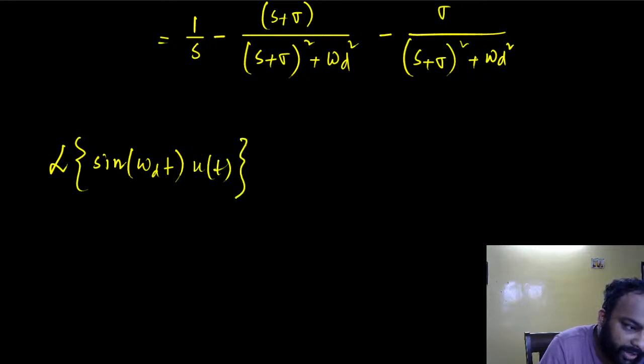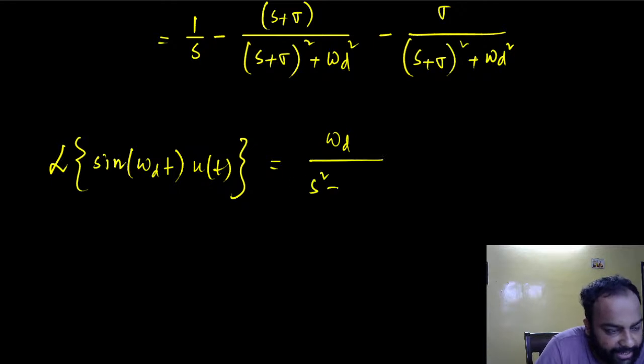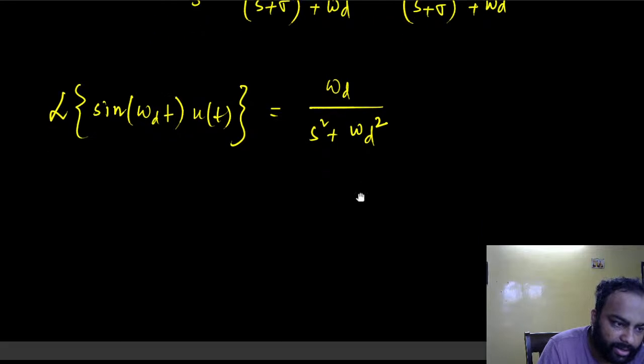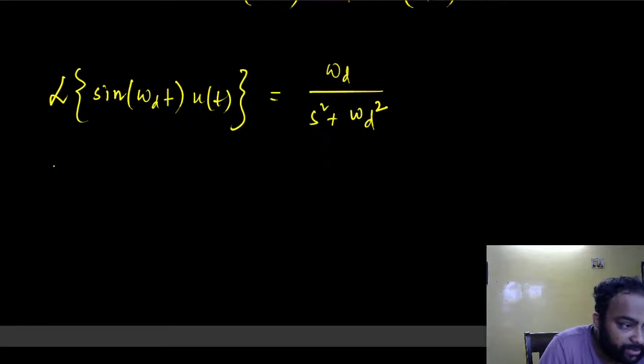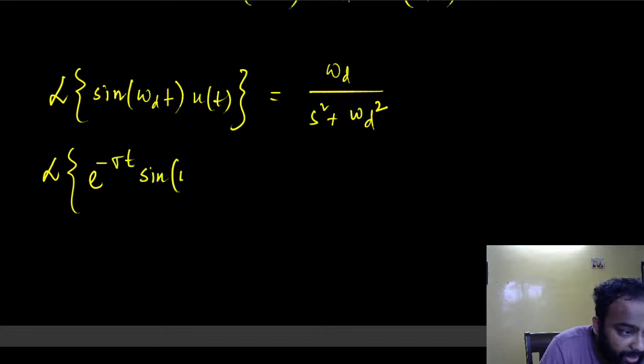sine omega_d t u(t). What is the Laplace transform of that? That's going to be omega_d divided by s squared plus omega_d squared, right? All right. Now the question is, what is the Laplace transform of e to the power minus sigma t sine omega_d t u(t)?